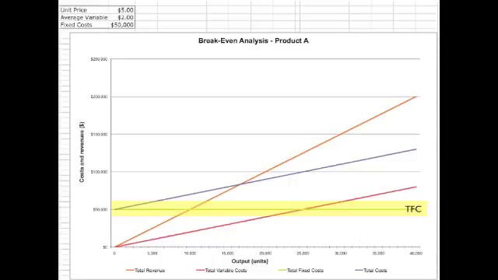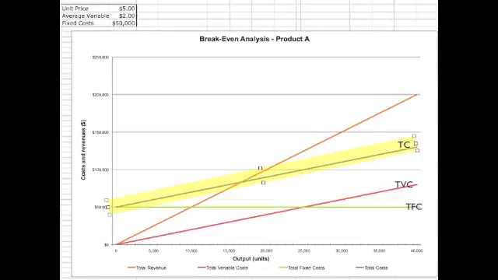The horizontal line labeled TFC in the graph represents the total fixed cost. It does not change as the quantity of output increases, because fixed costs are necessary for any quantity of output, whether it's 0 or a million. The fixed cost for product A is set at $50,000.